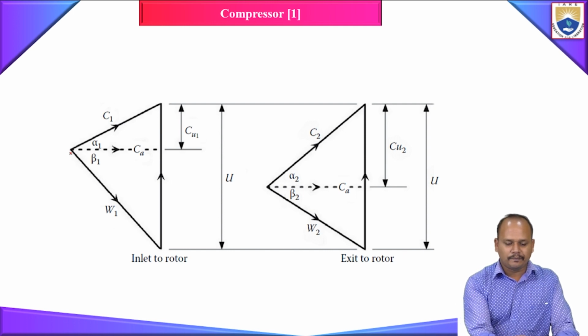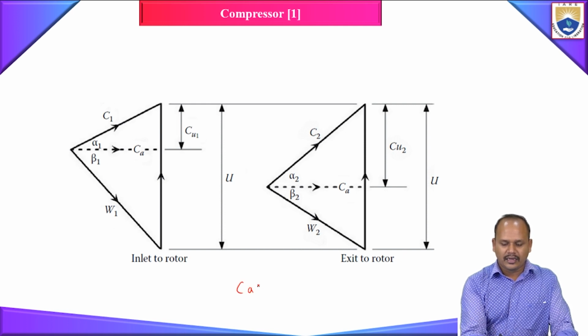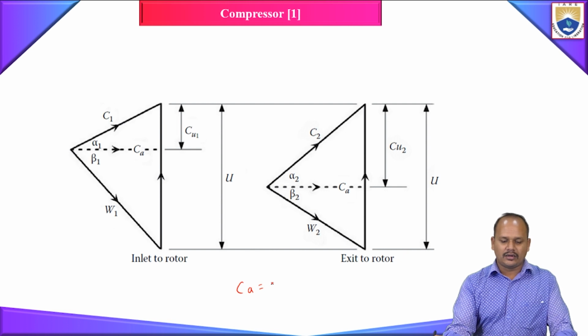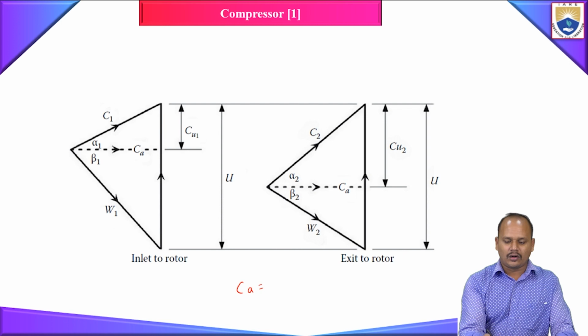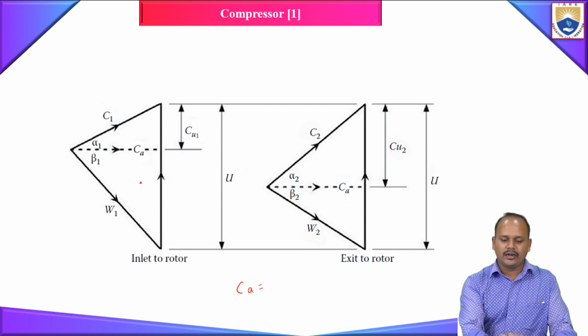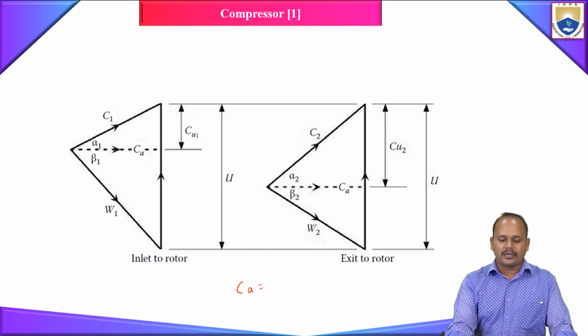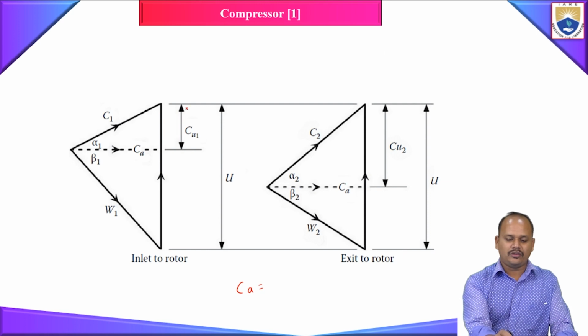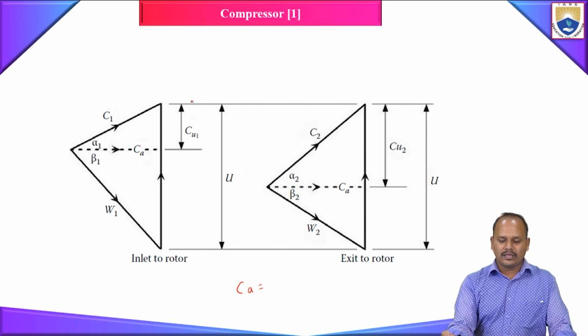Here, this CA is what I'm going to call the axial component, or axial velocity component. CA is called the axial velocity component. It's the axial component of your absolute velocity as well as the axial component of your relative velocity. And CU is basically the tangential or whirl velocity component.